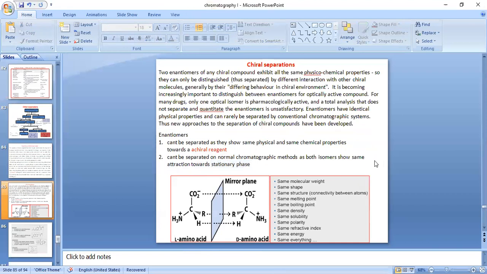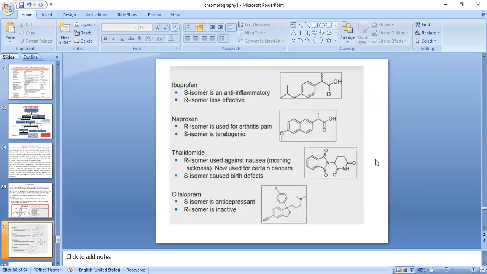So we have to find out how we can separate these isomers so that we can differentiate between R and S isomers and find the pharmacological activity of the two compounds. One isomer may be active and the other may be either active or have adverse effects. So this is why we are separating these.